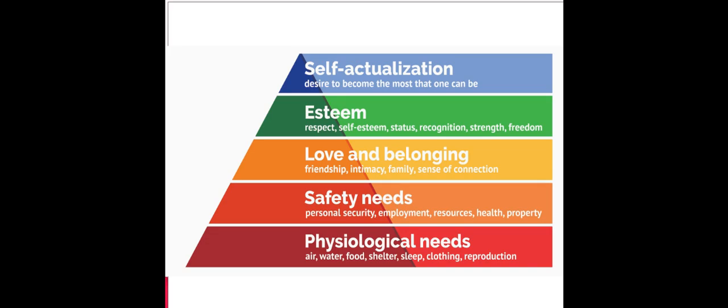Coming down to the requirements, you need to understand Maslow's hierarchy of needs. That tells you how to structure your community to address specific problems. At the base, we have the physiological needs: air, water, food, shelter, sleep, clothing, reproduction.